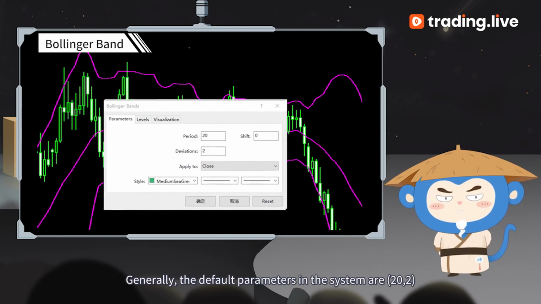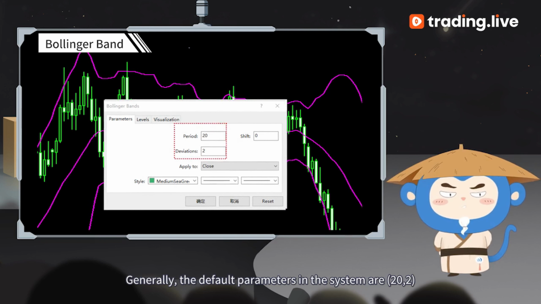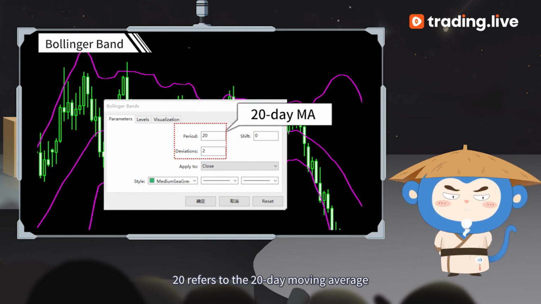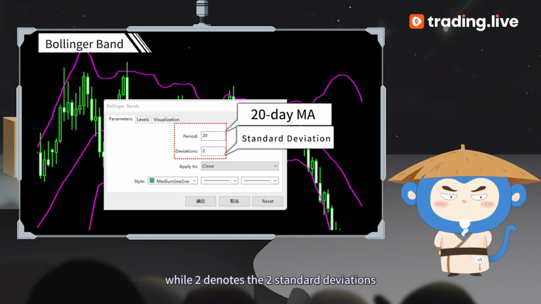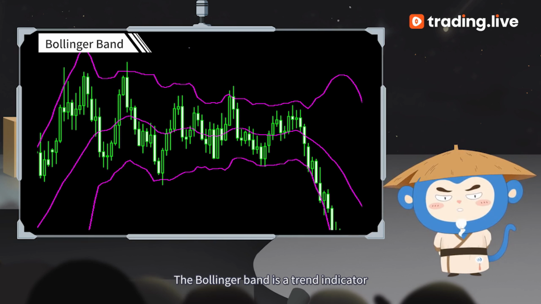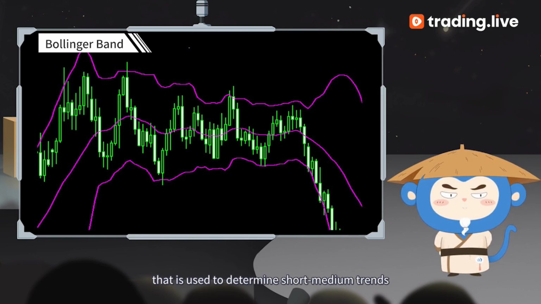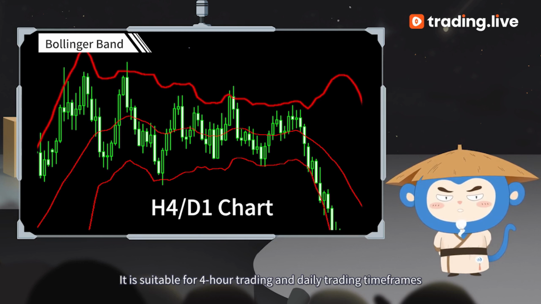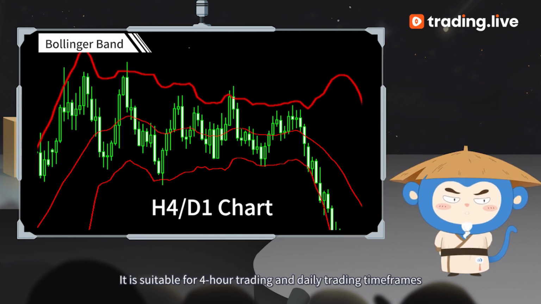Generally, the default parameters in the system are 20, 2. 20 refers to the 20-day moving average, while 2 denotes the two standard deviations. The Bollinger Band is a trend indicator that is used to determine short-medium trends. It is suitable for 4-hour trading and daily trading timeframes.